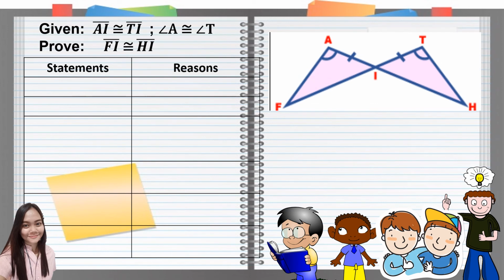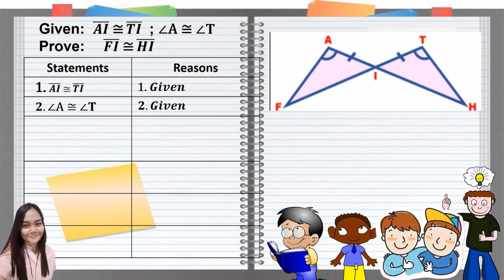So here, the given segment AI is congruent to segment TI, and we have angle A is congruent to angle T. We will be proving segment FI is congruent to segment HI. So the first statement, gagamitin natin si segment AI congruent sa segment TI. Ang reason dito ay given. And for the second statement, we can also use angle A is congruent to angle T, and the reason for this is given. Ayan, so may markings na tayo sa ating illustration or sa ating figure.